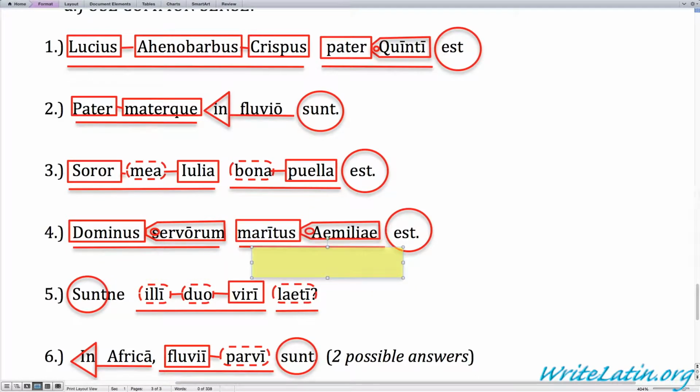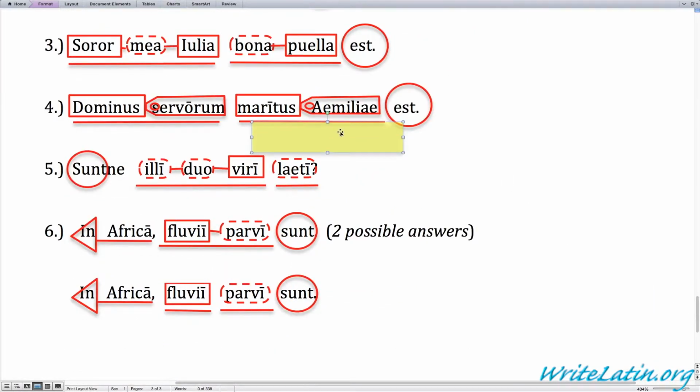5, here's a question, and notice that in questions the verb often comes first. Are those 2 men happy? Notice I had only 1 noun. I could have divided it up differently. I could have said, are those 2 ones happy men? But it makes a little more sense to do it the way we did. And lastly, number 6. Here too we have only 1 noun, so there are several ways we could divide it up, but some make more sense than others.